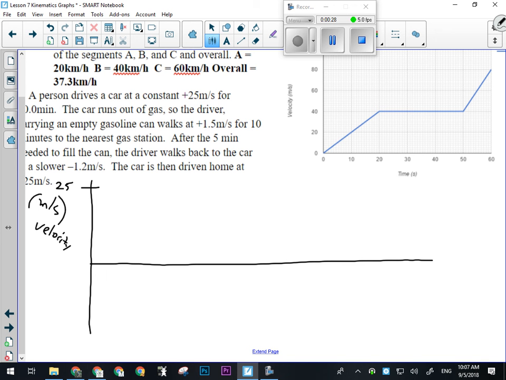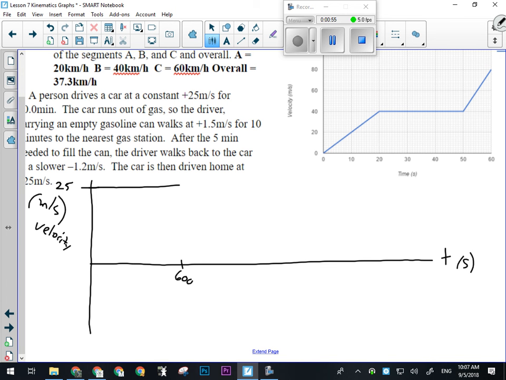This is going to be time, but it's pretty hard to go back and forth between meters per second and minutes. So I'm just going to convert the seconds right off the bat onto the x-axis. So I've got that. For the first, it says 10 minutes. The person drives at 25 meters per second. So I'm just going to go out this way, and then right here at 10 minutes, which is 600 seconds, that's where it'll stop.